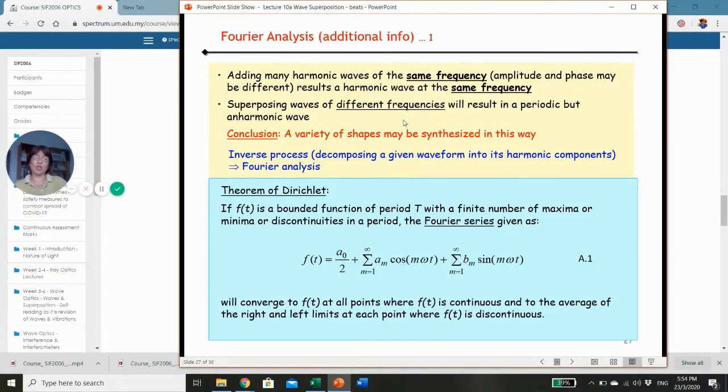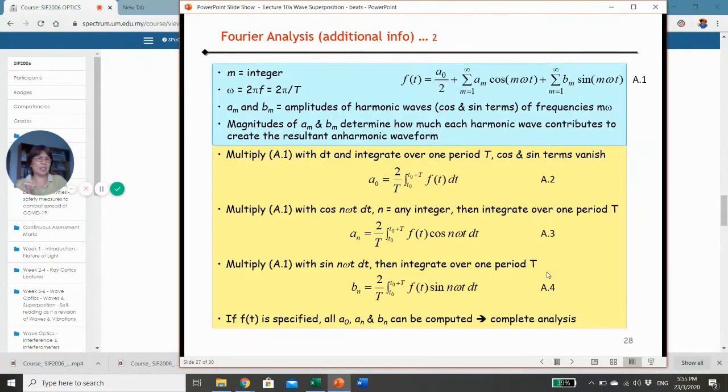The inverse process, of course, would be to decompose a certain waveform into its harmonic components. That will bring us to Fourier analysis. According to the theorem of Dirichlet, if a function is a bounded function and it has a period of T, having a finite number of maxima or minima or discontinuities in a period, then the Fourier series can be written in this form. This Fourier series will then converge to that bounded function at all points where the function is continuous, and to the average of the right and left limits at each point where the function is discontinuous. So we're going to look at a discontinuous function afterwards.